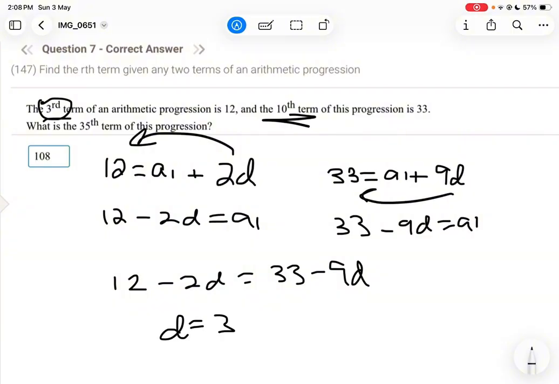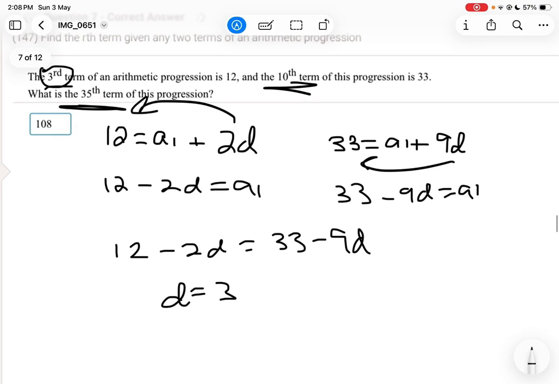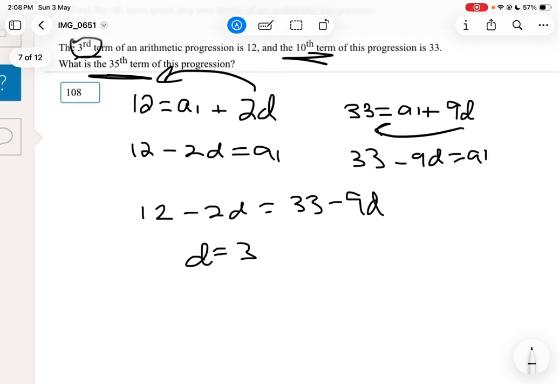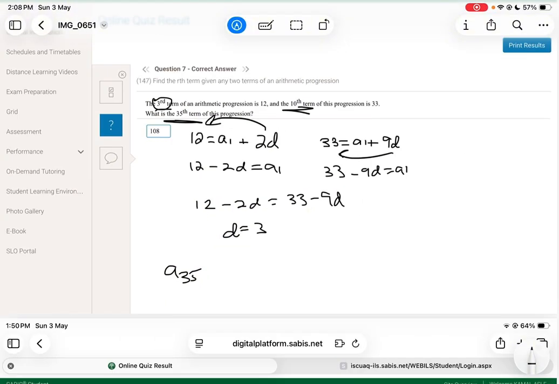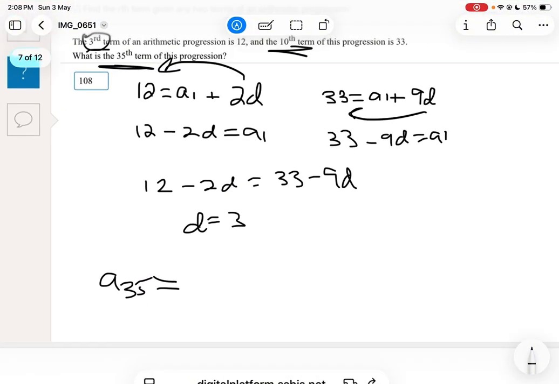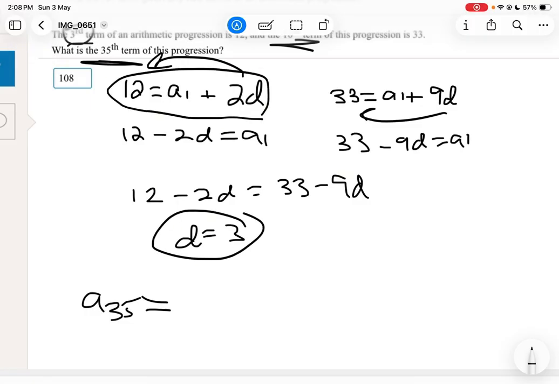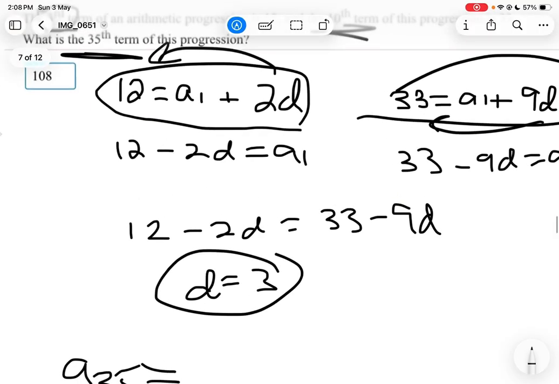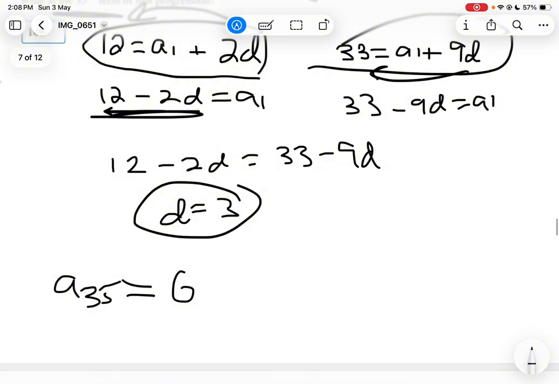You have D. Now they want the 35th term, easy. So A35 is equal to A1 plus... we don't know what A1 is yet. So what we do is just replace D in either of the equations to find A1 immediately. Let's replace it here. So 12 minus 2 times D, 2 times 3, becomes 6. So 12 minus 6 is 6. So A1 is equal to 6. So A35 is 6 plus (n minus 1), so 35 minus 1 is 34, times D, which is 3. So 34 times 3.